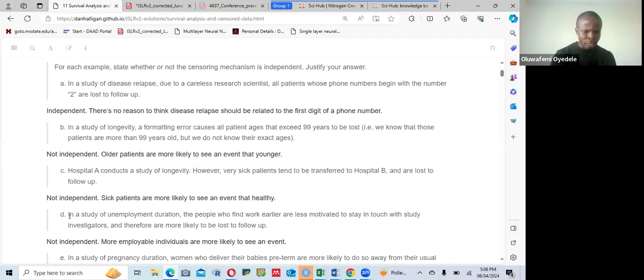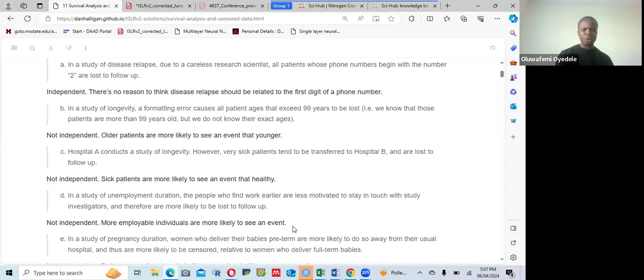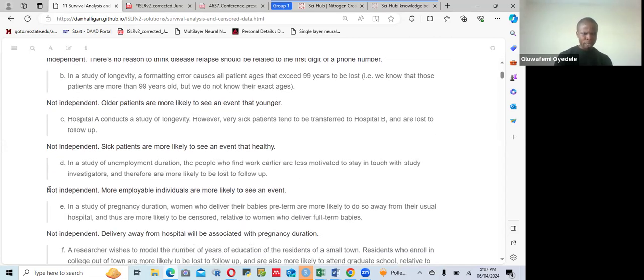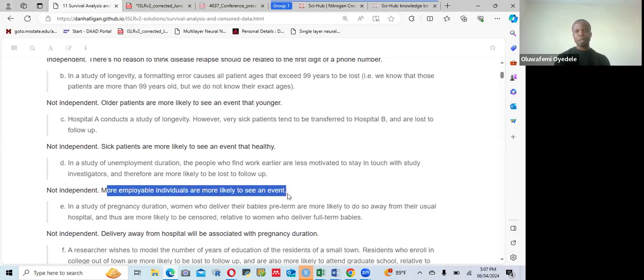So there's the D part. They said in a study of unemployment duration, the people who find work early are less motivated to stay in touch with study investigators, and therefore are more likely to be lost to follow up. So we can see that this is not independent, because employed individuals are more likely to see an event. You can find yourself in a position today, maybe you get a new job and you are well paid, you work in that position for quite some time, then you can get a new offer.